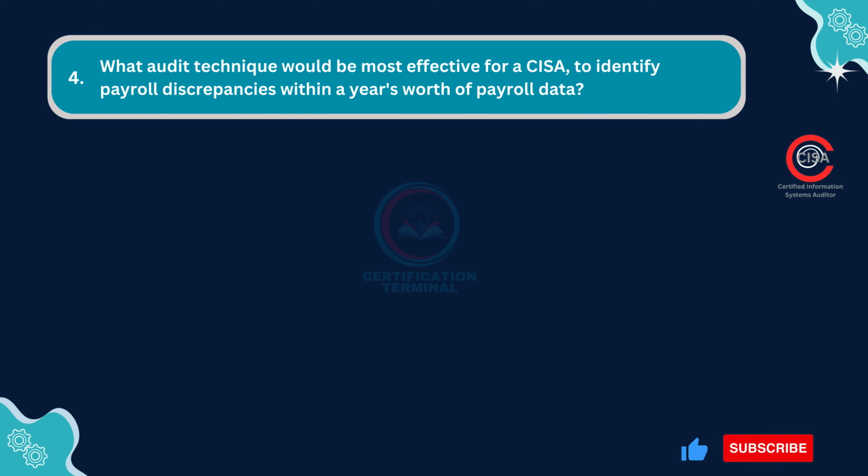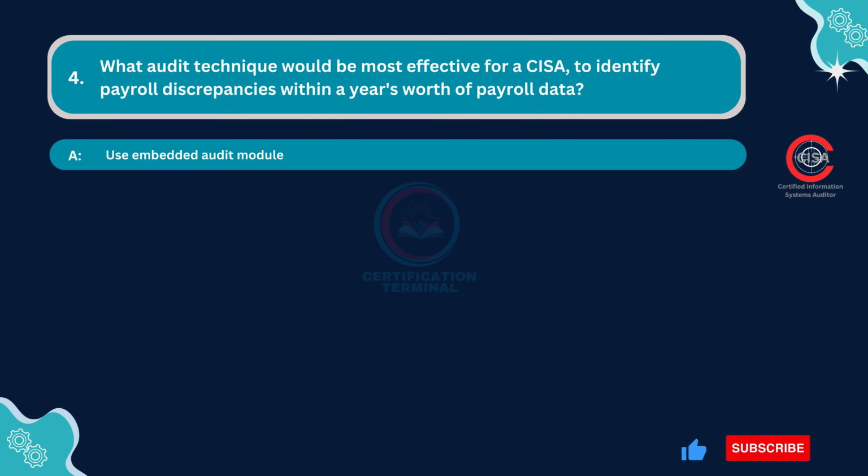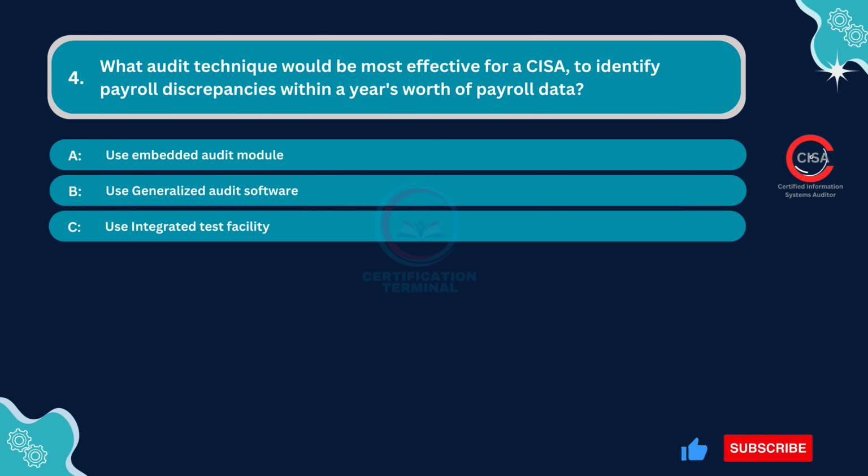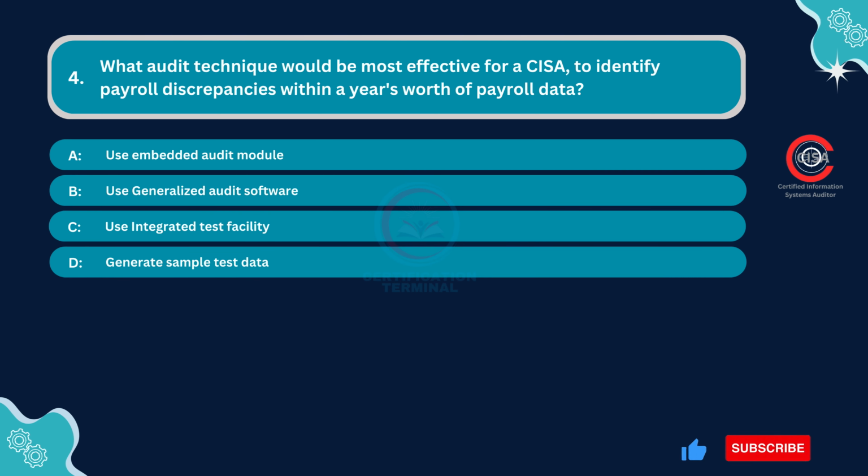Question number 4. What audit technique would be most effective for a CISA to identify payroll discrepancies within a year's worth of payroll data? Option A. Use embedded audit module. Option B. Use generalized audit software. Option C. Use integrated test facility. Option D. Generate sample test data. The correct answer is Option B.